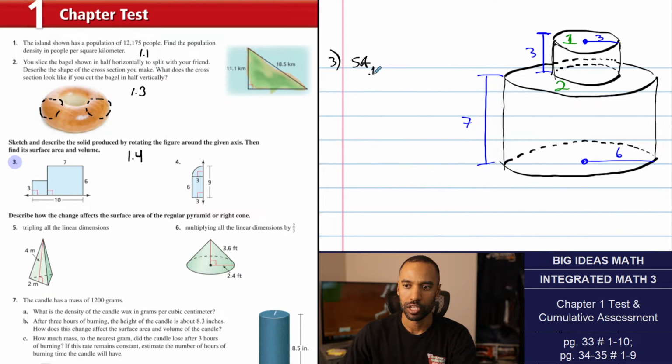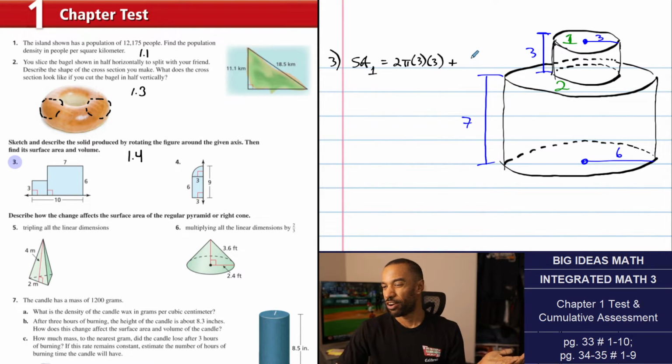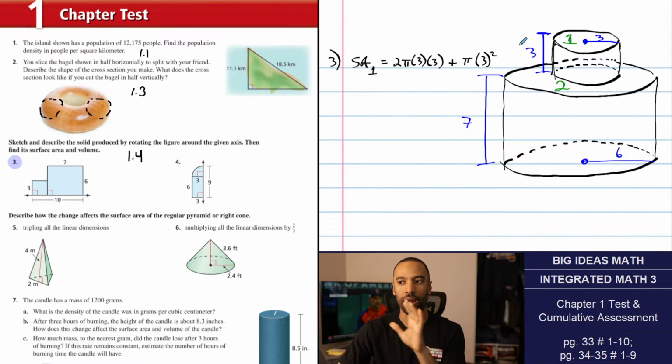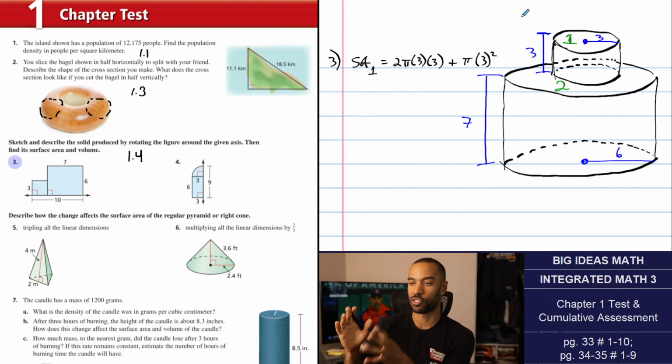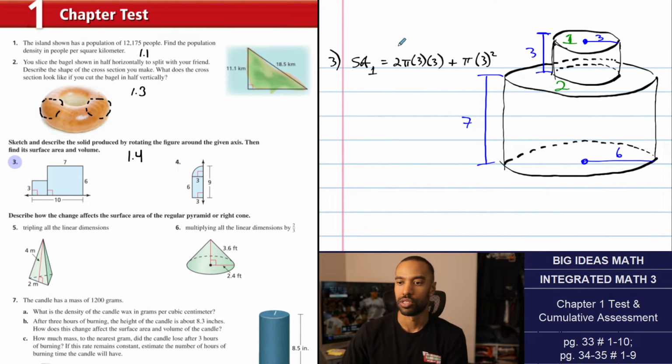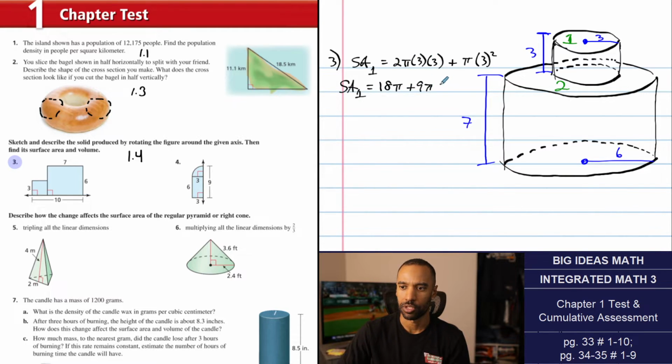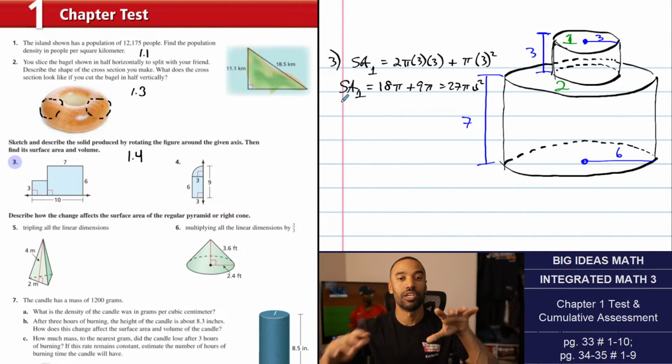Surface area of object 1 as a whole would be circumference times height, that's lateral area, plus, do we want to do the area of both? How about we just do the area of the top, the pi r squared? So I've already removed one of them. As far as surface area of the top, it's the parts that are exposed to the top. So object 1 there is going to be circumference times height, so 9, 18. So 18 pi plus 9 pi, which is 27 pi square units. That's the top guy of all the stuff that you can see.